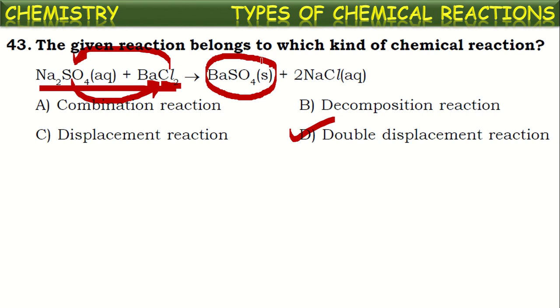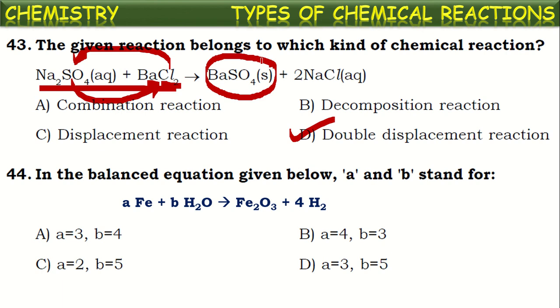Okay, next one. See this reaction. In the balanced equation given below, A and B stand for what? So by balancing, in the place of A and B, we get certain coefficients. What might those be? So what do we get here? Actually it should be Fe3O4.